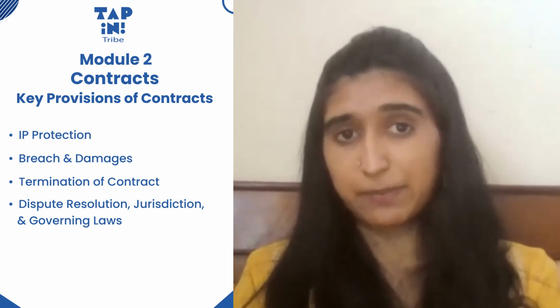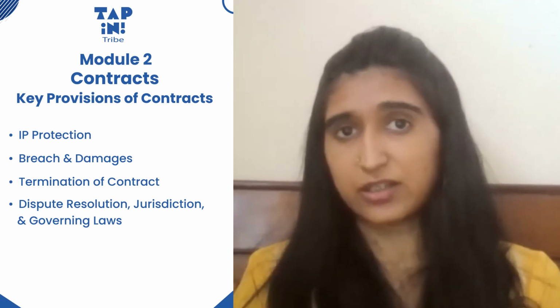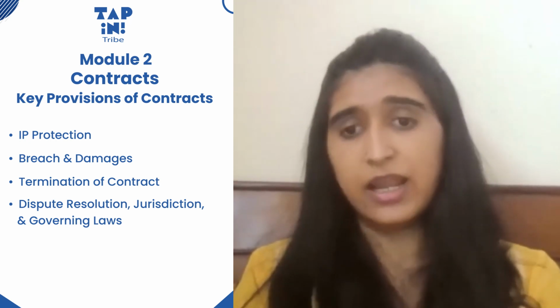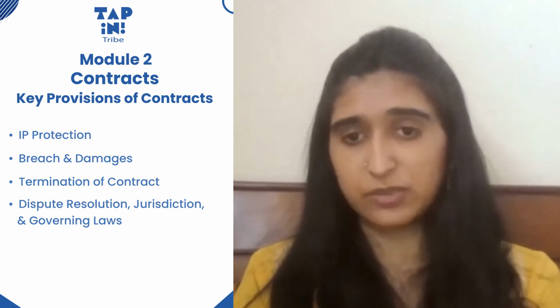But either way, that place should be mentioned in the contract that, let's say, for instance, the courts of Bombay will have jurisdiction or the courts of Bangalore will have jurisdiction. And what are the governing laws, right? Those need to be in place as well.